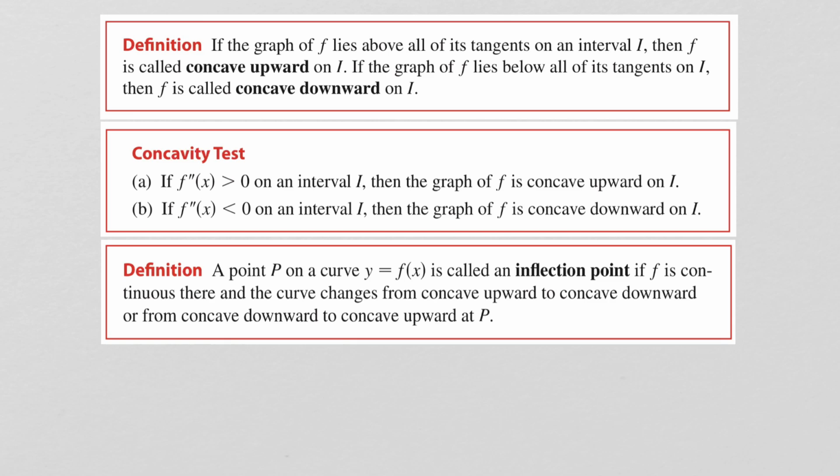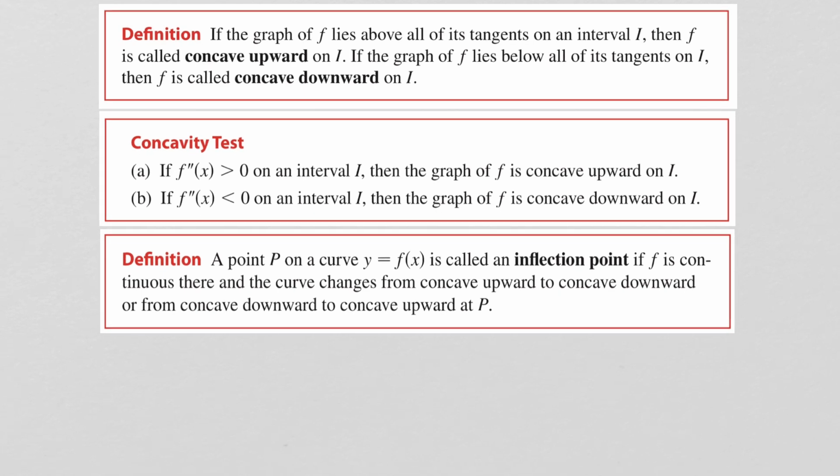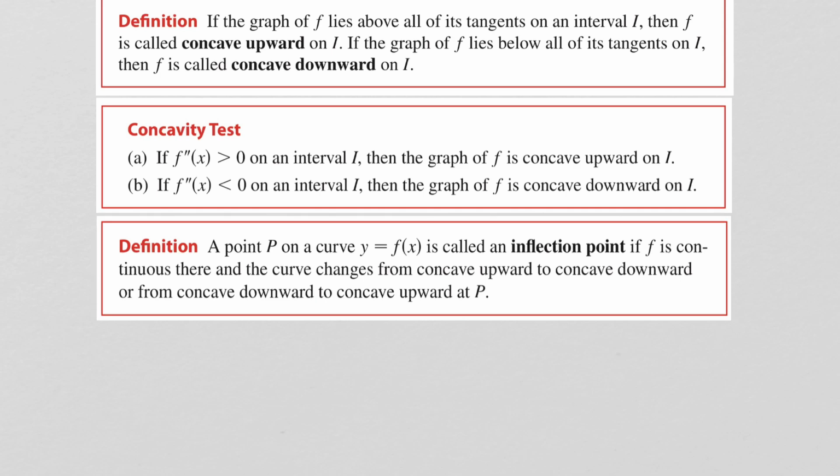Now let's talk about concavity. If the graph of f lies above all of its tangents on an interval, then f is called concave upward on that interval. And if the graph of f lies below all of its tangents on an interval, then f is called concave downward. So let's bring in a graph just to help us understand this.